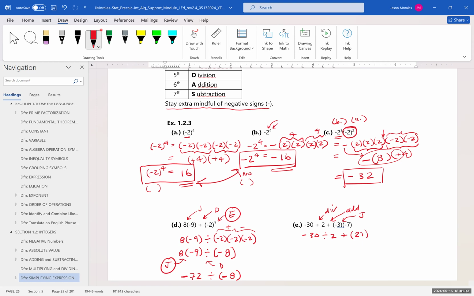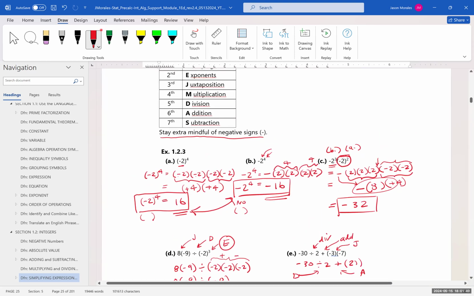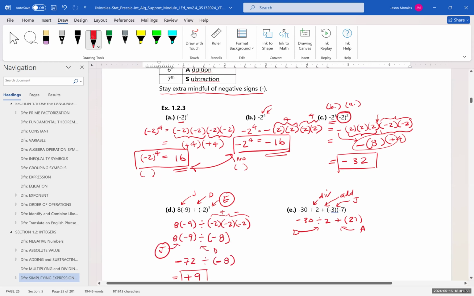All right. Again, we've got addition. Over here we have division. And when we look over here at order of operations, division comes before addition. So we'll do the division. So a -30 divided by a +2, negative and positive, different signs. So the result will be negative. And 30 divided by 2 is 15. And that's going to be plus 21. And -15 plus 21 is going to be +6.